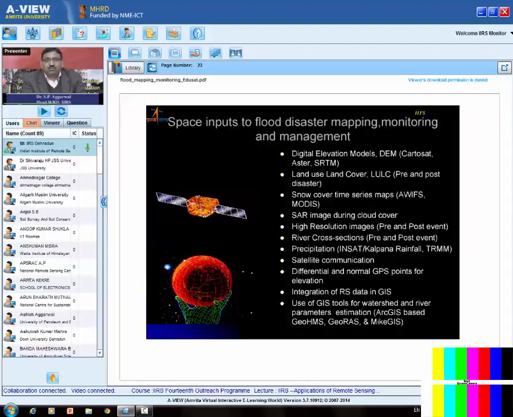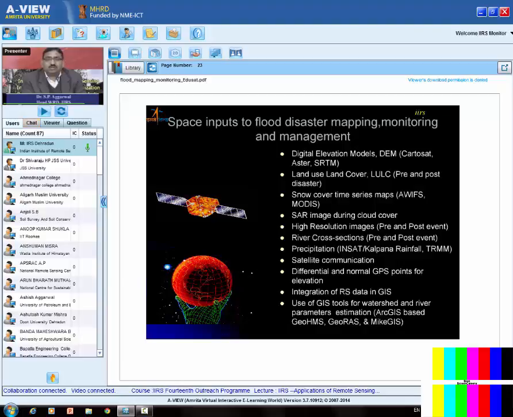So now let us come to that element which we get from space using remote sensing, like space input to flood disaster mapping, monitoring and management. So far I was talking only about the water body of flood inundation area mapping and monitoring. But when you want to predict for the future, then you have to have a lot of information for modeling. So what information do we get from remote sensing?